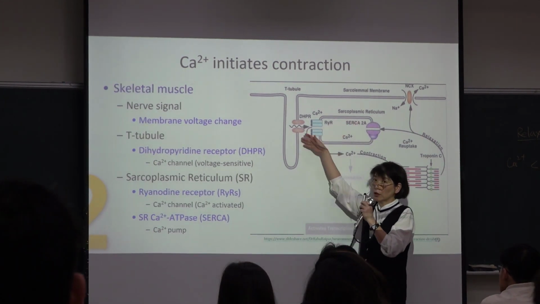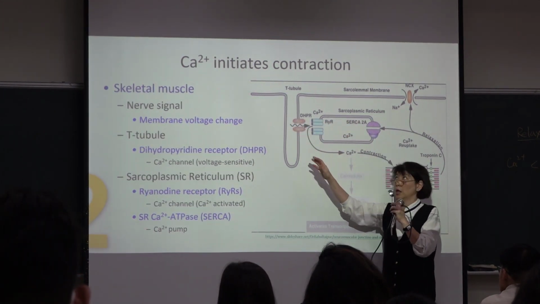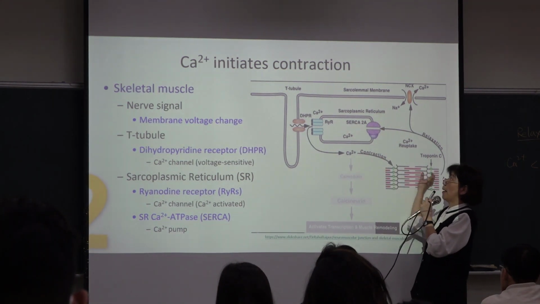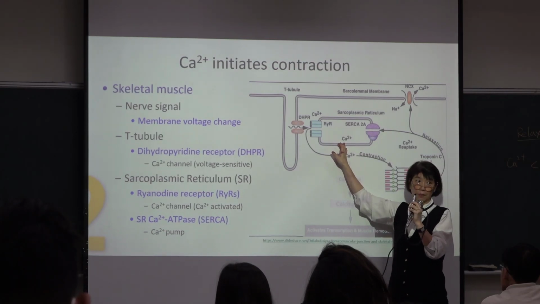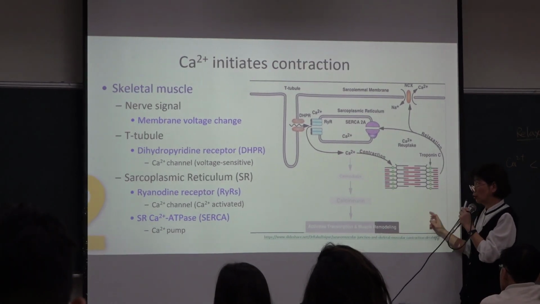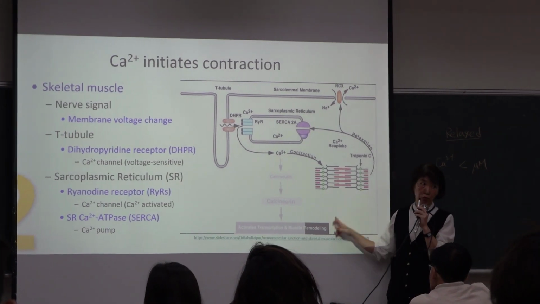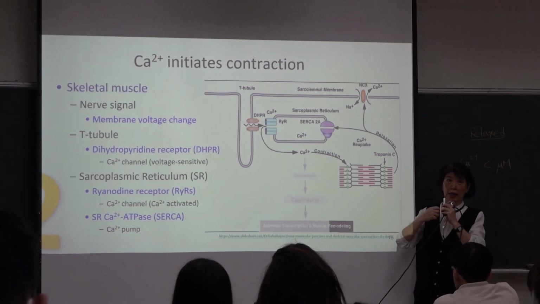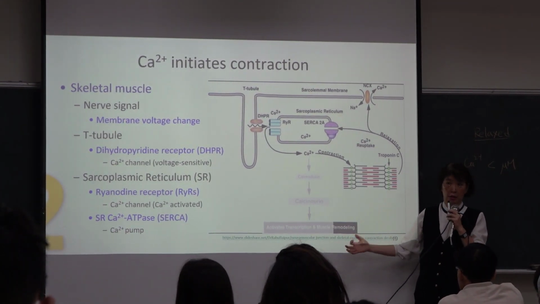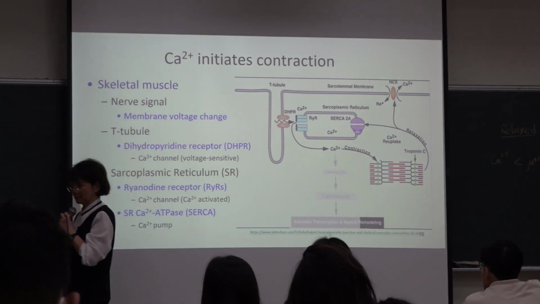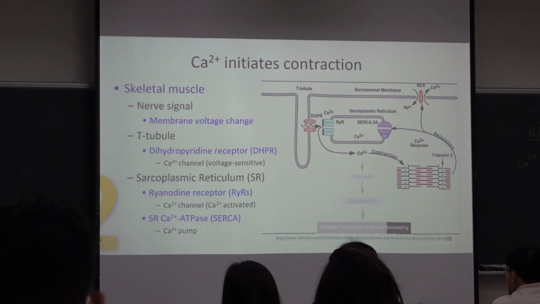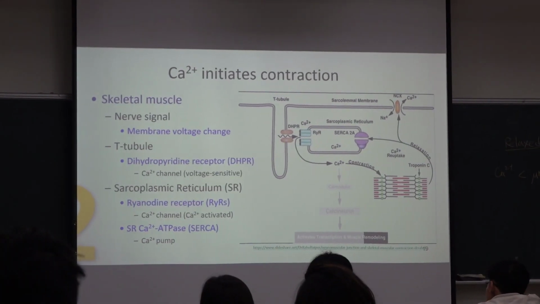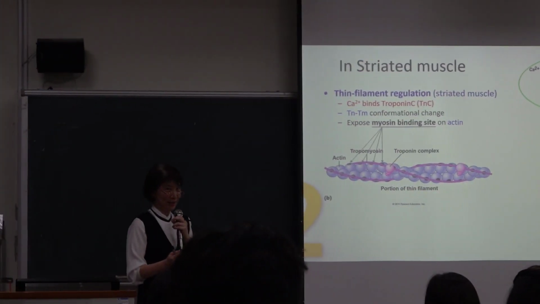So when the nerve signal stops, SERCA continues to pump calcium from the cytoplasm back to the SR. Therefore, the cytoplasm calcium concentration decreases. Right? So no more calcium binds to troponin C and the muscle relaxes. Okay? Good. So it's not hard, right? Okay, not that difficult. All right. Then what happens?